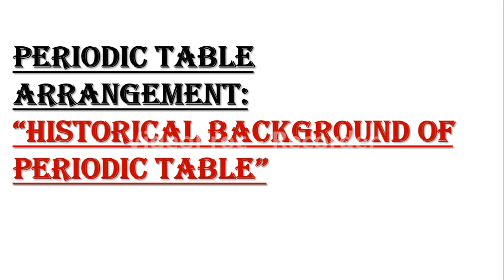Periodic table arrangement means the historical background of the periodic table: which scientists contributed to the arrangement of the elements in a proper sequence, in a proper order.